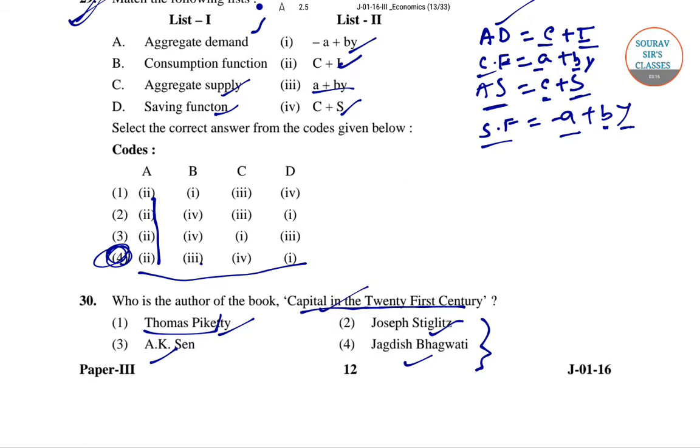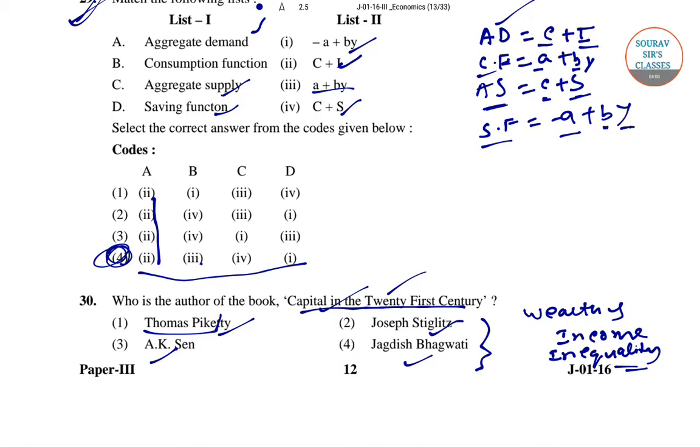Now I'll simply explain a bit about this book. It is a book by the French economist Thomas Piketty. It focuses on wealth and income inequality in Europe and the United States since the 18th century. It was initially published in French in August 2013, and the English translation by Arthur Goldhammer followed in April 2014.